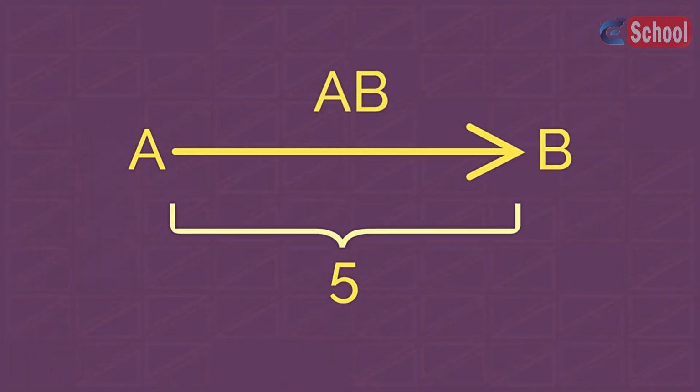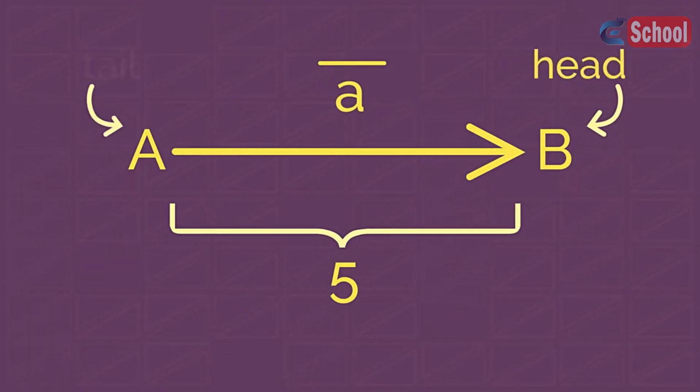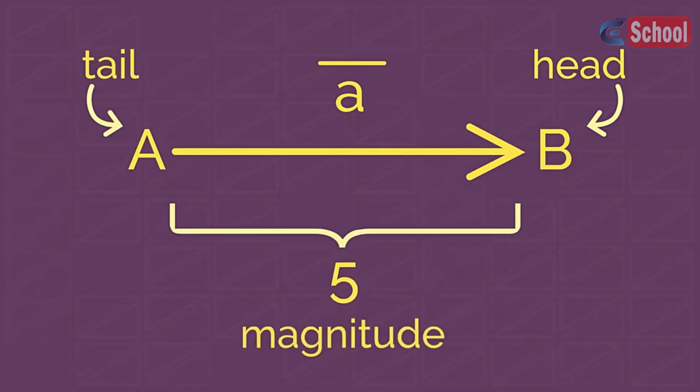We denote the vector from A to B as AB, or we can just name it with one of the lowercase letters, but also including an arrow or a line on the top. For example, a. We call B a head and A a tail. The length of that segment is our vector's magnitude.